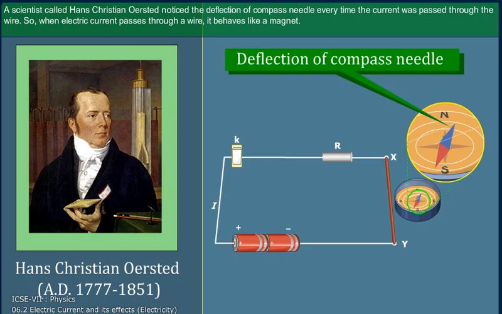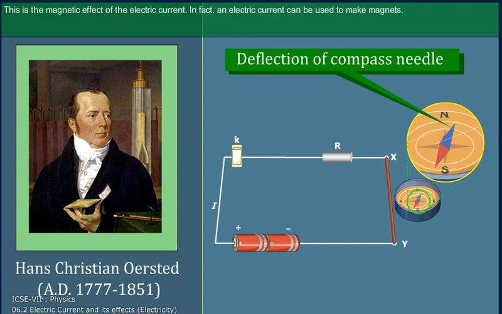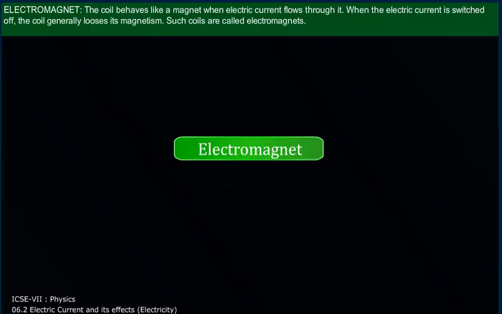A scientist called Hans Christian Ørsted noticed the deflection of compass needle every time the current was passed through the wire. So, when electric current passes through a wire, it behaves like a magnet. This is the magnetic effect of the electric current. In fact, an electric current can be used to make magnets.